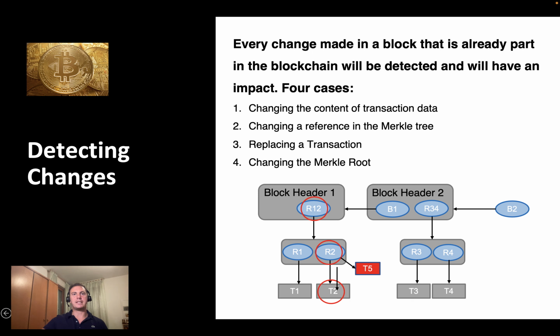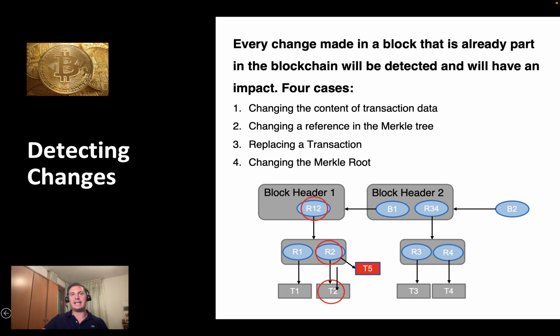In the picture, we can see an example of 2 blocks which contain the Merkle tree of 2 transactions each. In case the content of a transaction is changed, for example T2, the hash connection with R2 will be compromised. In the same way, if we change a reference in the Merkle tree, for example R2, the hash connection between R2 and R12 will also be compromised. A similar outcome will happen in case we replace a transaction, for example replacing T2 with T5. The hash connection between the new transaction T5 and the old reference R2 will not work anymore.